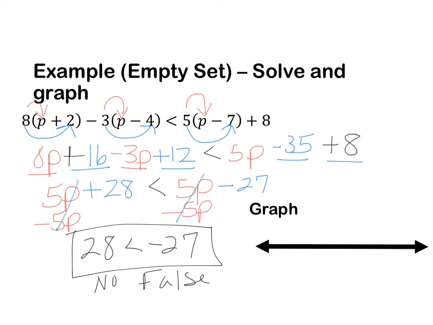Whenever you get a false inequality, your answer is always no solution. So you can write down no solution, or you can use the empty set, the 0 with the line through it. And because there are no solutions, you don't graph anything, because the shaded area on your graph is all the solutions. So if there is none, there's no shading.